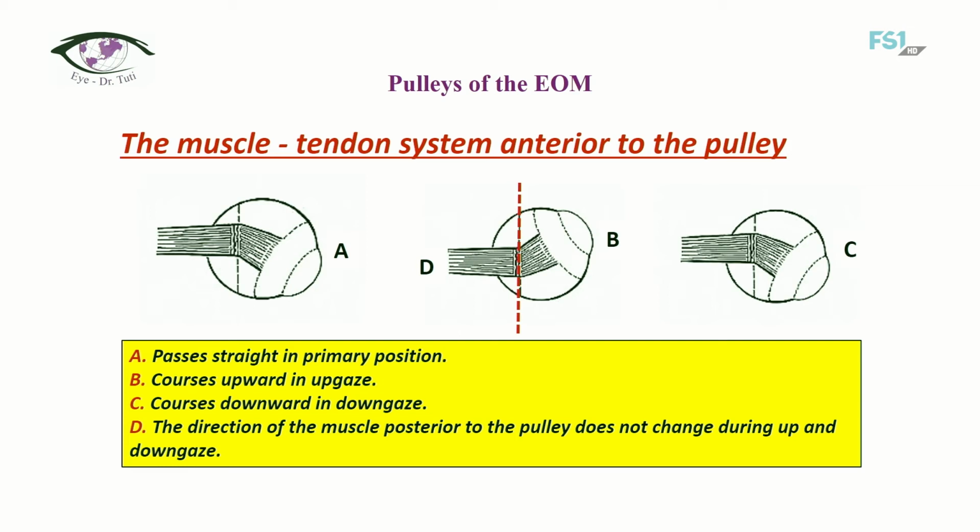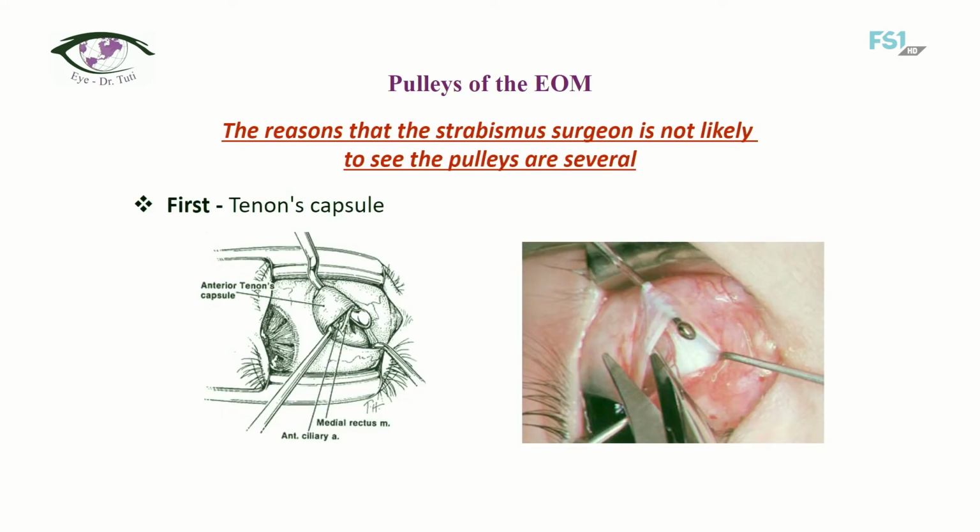So the fibers just behind this red line, which I showed you, as you can see, don't change position. But in front of this red line, the fibers of the muscle change depending on the movement of the eye. So why don't we see the pulley during the surgery?